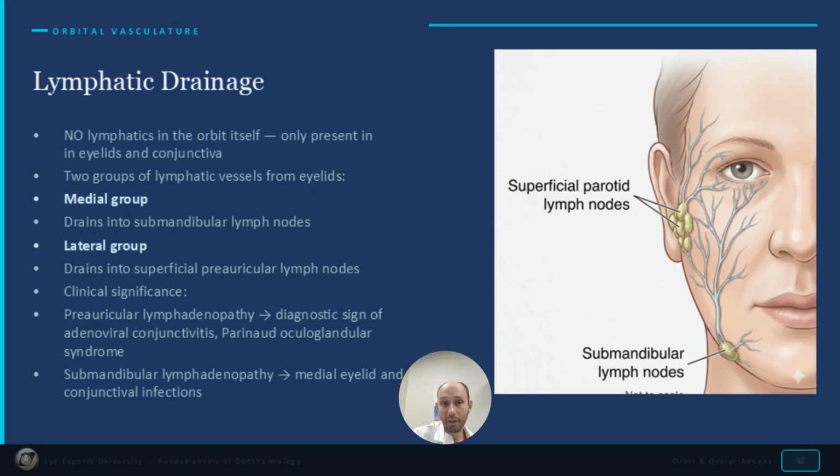The orbit has two main lymphatic systems. The orbit itself does not have one, but the skin of the eyelids does. The medial group drains into the submandibular lymph nodes, while the lateral part drains into the preauricular lymph nodes. The lateral group is bigger, so when you have adenoviral infection, you get preauricular lymphadenopathy.